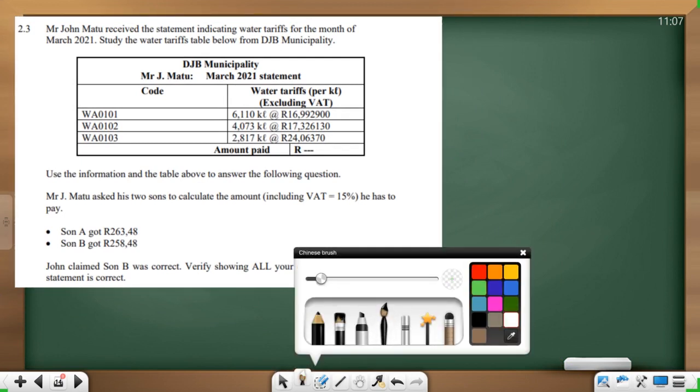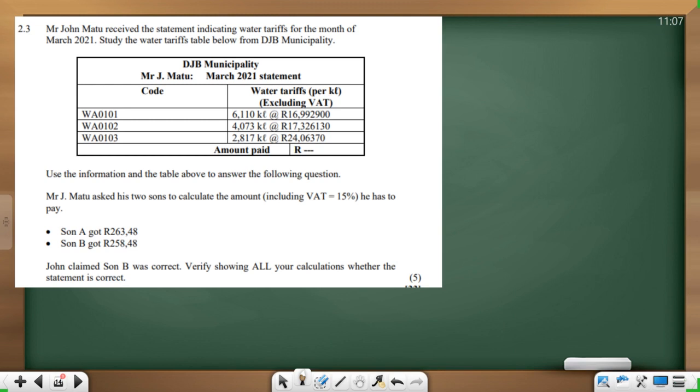Now this one is quite straightforward. We're not working in blocks. They've already given us, like I said, it's a water bill. So it will be 6,110 times 16,992,900. You multiply 4,073 times 17,326,130. All right. 2,817 times 24,063. Okay, let's do our multiplication now.